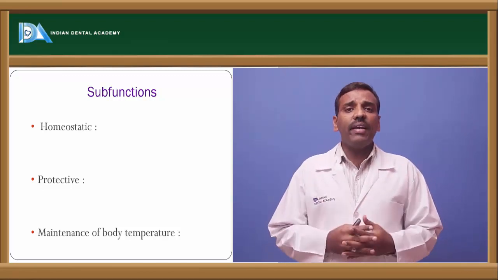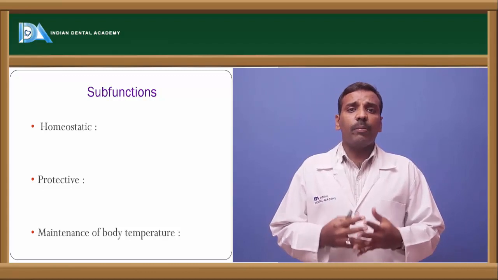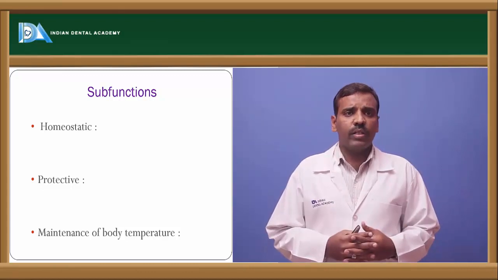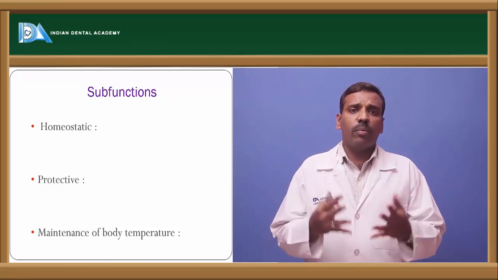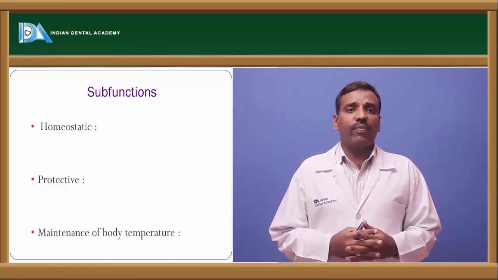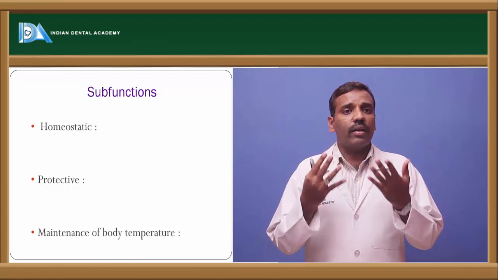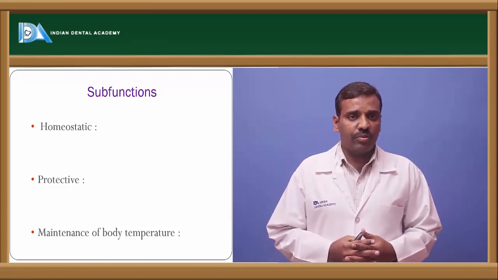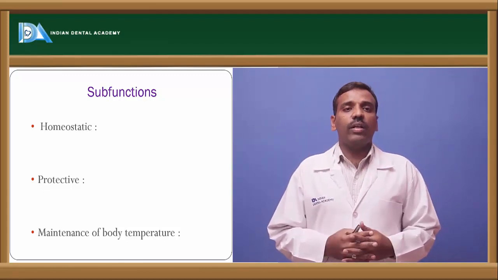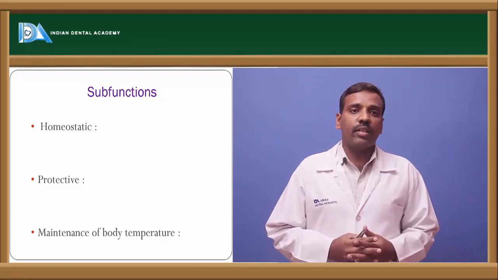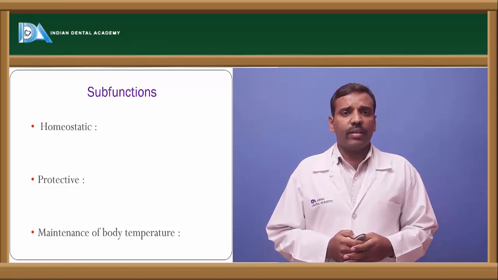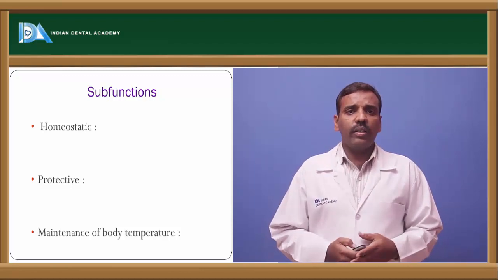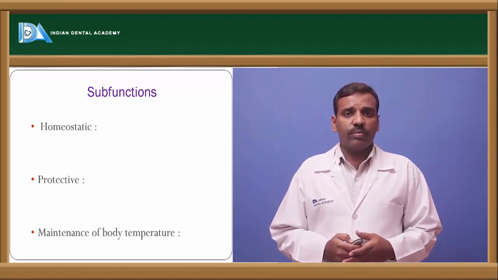And next one is protective function. This blood is responsible for immunity and the defense mechanism. When any foreign body enters the body, it undergoes the defense mechanism and there are antigen-antibody reactions. That is because of the WBC which is present in the blood. And next one is the maintenance of body temperature. As we discussed already, it maintains body temperature.